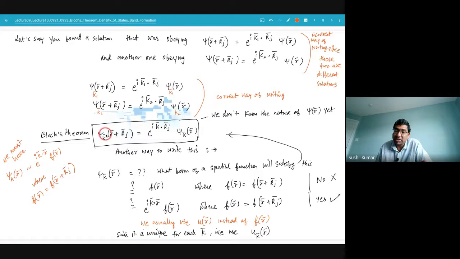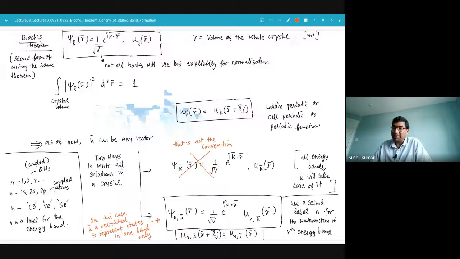The nature of this function to satisfy, remember this is a capital Rj here, this is not small r. To get this kind of relation, we ought to have, this is the only way we can have it, otherwise it's not possible. Okay, so I'm just erasing this because I've already kind of written this over. So this f of r is, traditionally the books use u of r, which is the cell periodic function.